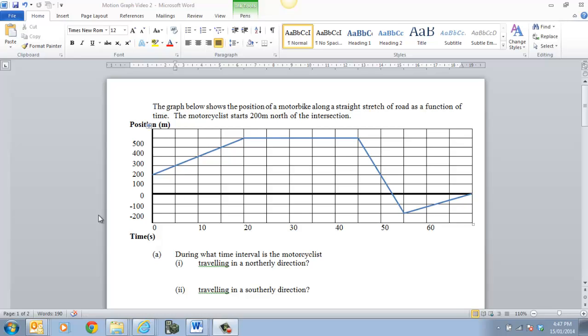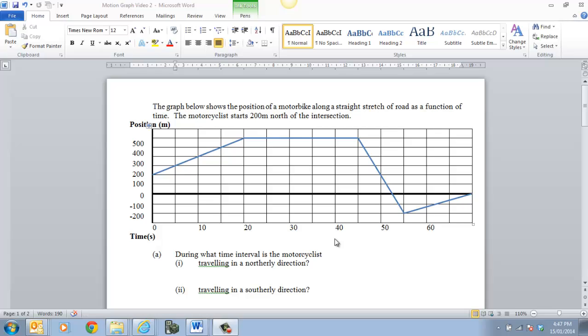What we've got here is a motorbike that's moving on a straight stretch of road as a function of time. The motorcyclist starts 200 metres north of the intersection. So you're obviously seeing what's actually happening here. We're moving away from the intersection, then we're probably stationary there, moving back towards the intersection, go through the intersection. We go through 200 metres, and then we stop and we turn around and we go back to the intersection. Do you get the idea of the motion there?